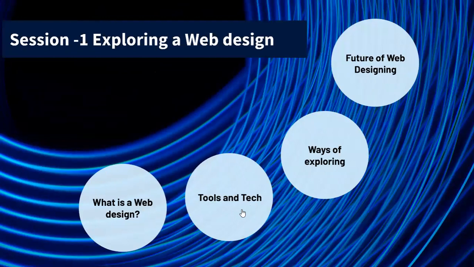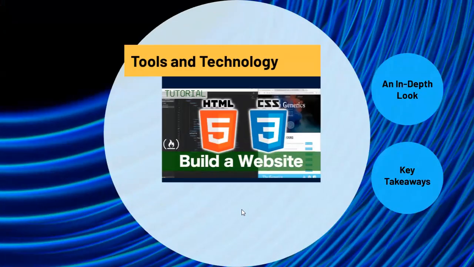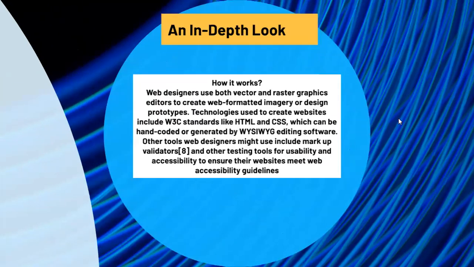Next is what tools and technologies are available. Web designers use a variety of different tools depending on what part of the production process they are involved in. They can update them over a period of time. Web designers use both vector and raster graphic editors. We'll see an in-depth look at it. The technologies used to create websites are W3 standards like HTML, that is hypertext markup language, and cascading style sheets. So this is how it works.